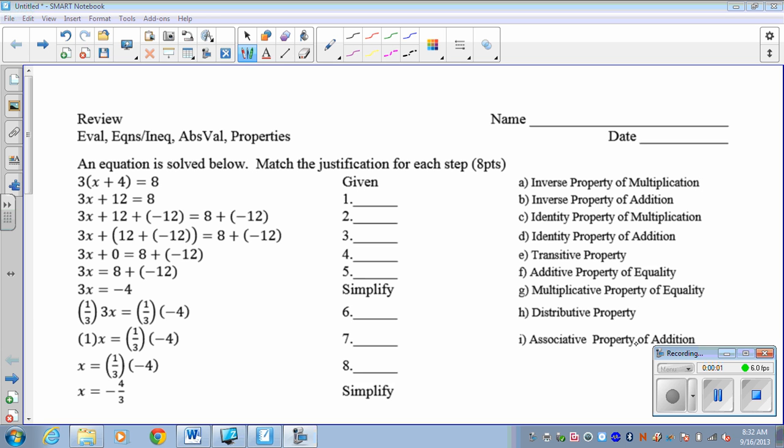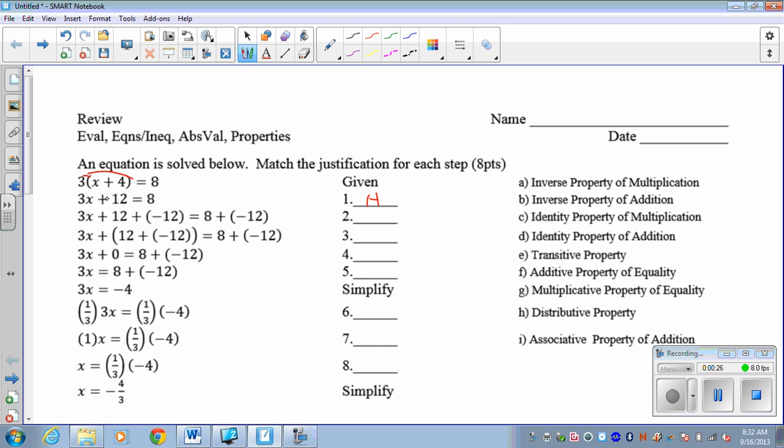Alright, this is a step-by-step tutorial on doing the Alg2 trig review for evaluation, equations, inequalities, absolute value, and properties. So we look at the first one. They're solving an equation for us. We need to identify which steps they use. Here they distributed the 3, so that's going to be H.